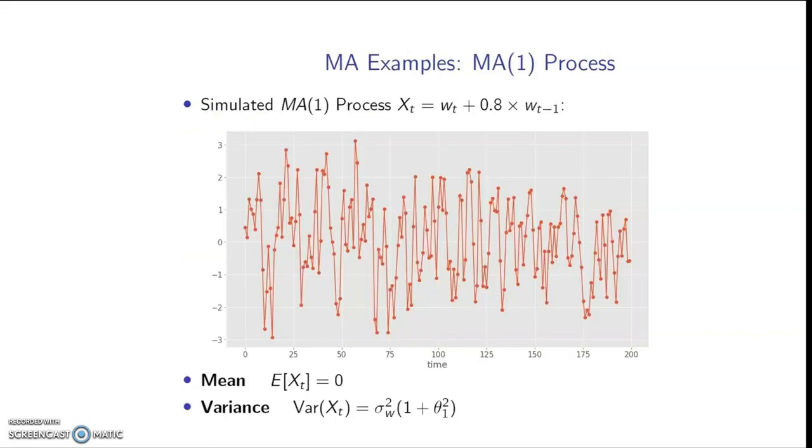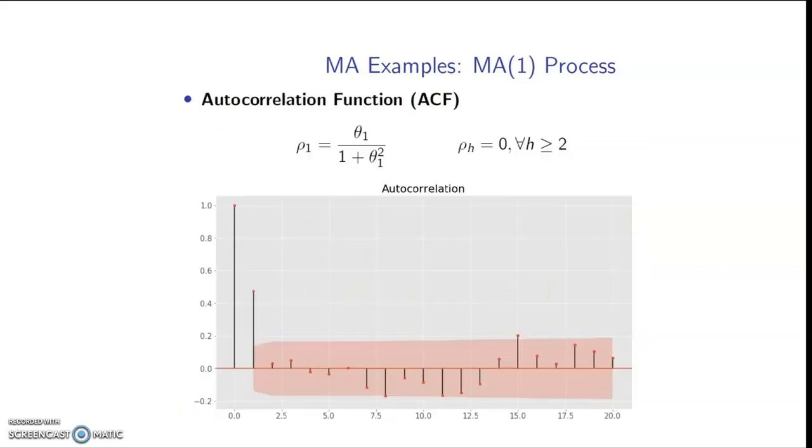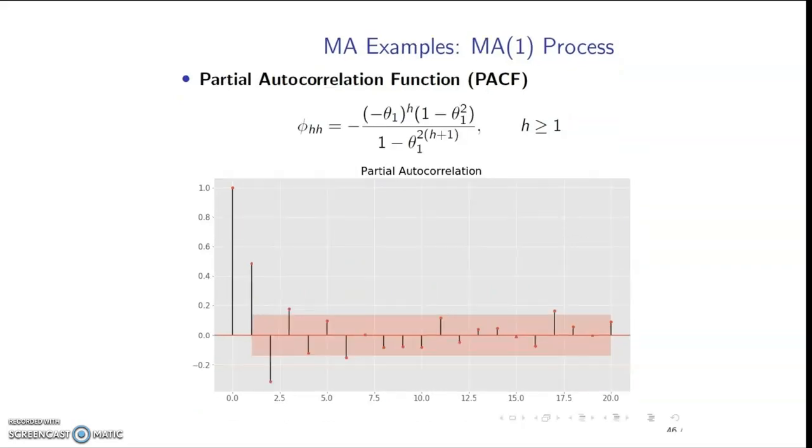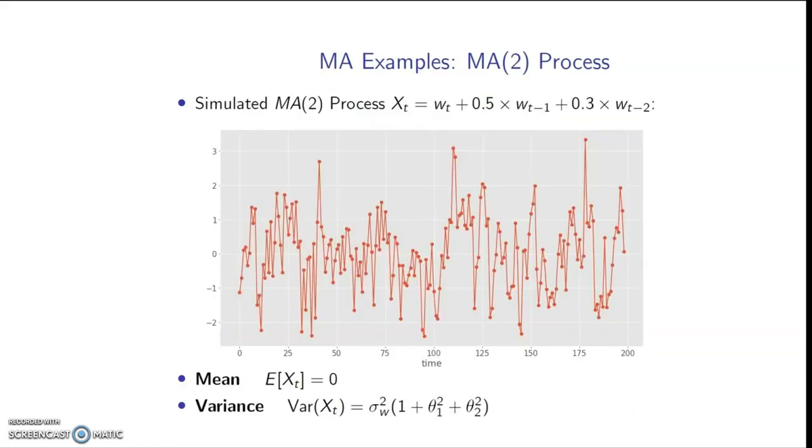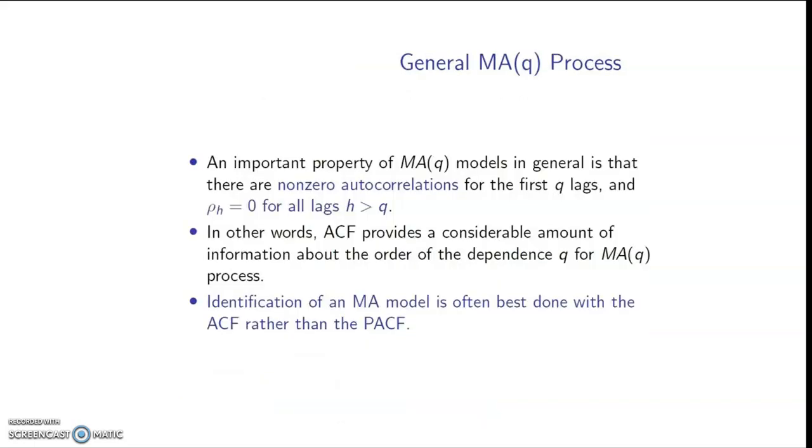This is the example of an MA(1) process, and here is a simulated MA(1) process where xt is equal to wt plus 0.18 times wt minus 1. The mean, the expected value of xt, is equal to 0 and the variance is equal to sigma square w times 1 plus theta 1 square. This is the autocorrelation function of the MA(1) process, and this is the partial autocorrelation function of the MA(1) process, and this is the example of an MA(2) process. Again, the expected value of xt is equal to 0 and the variance is given by this equation.